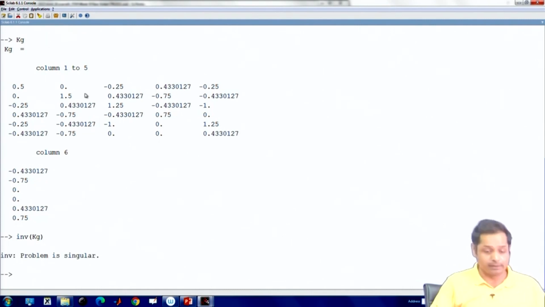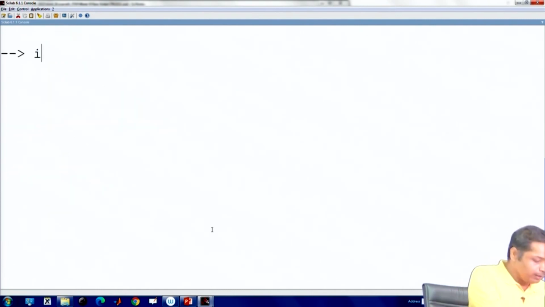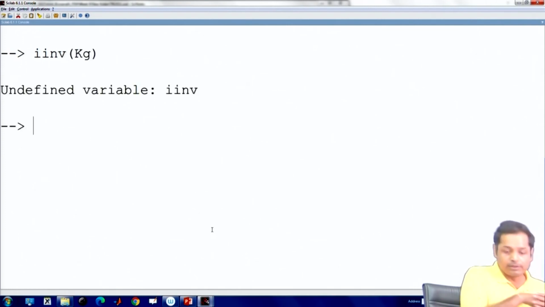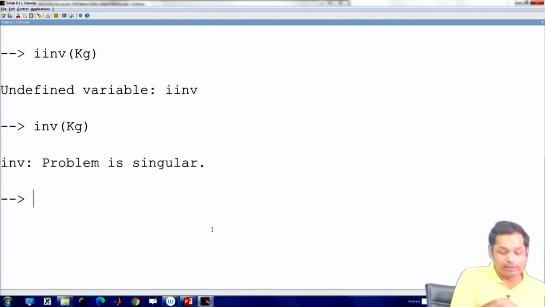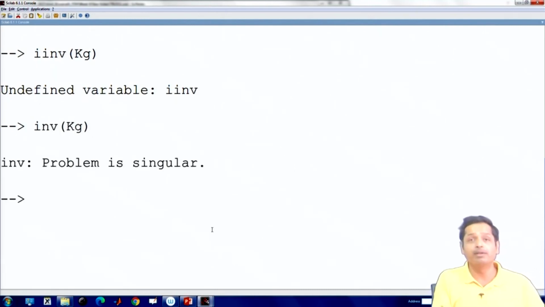You see, the command is, now if we invert the entire stiffness matrix, you see the command is... Now, if we invert this, the problem is singular. Problem is singular means you cannot invert this matrix, right? So the determinant of this matrix is 0. So the matrix is singular, but then the question is why the matrix is singular.